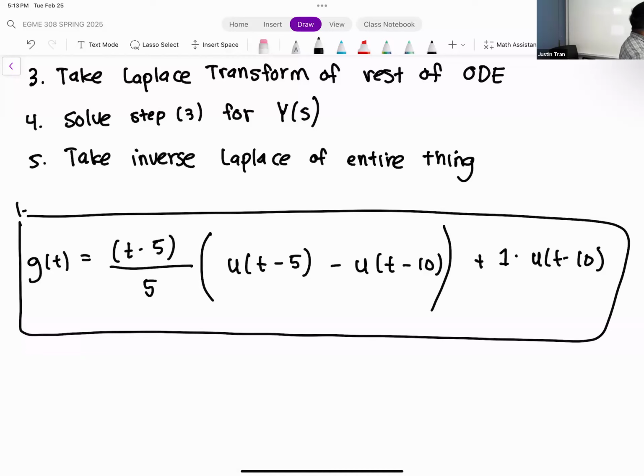When we come back on Thursday, we're going to first take the Laplace transform of this. We're going to apply our shifting theorems, and our modified second shifting theorem is going to play a role here. And then we'll continue solving the entire ODE from there.